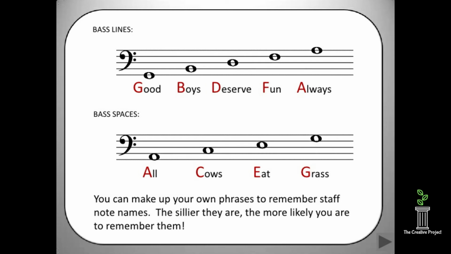Now bass notes. We are going to learn bass line notes G, B, D, F, A. The names of the notes that are on the line are G, B, D, F, A. And the abbreviation can be written as good boys deserve fun always. The next is space notes A, C, E, G. The notes denoted on the bass staff between the spaces are A, C, E, G. All cows eat grass. You can make your own phrases to remember staff note names. The sillier they are, the more likely you are to remember. That is true.